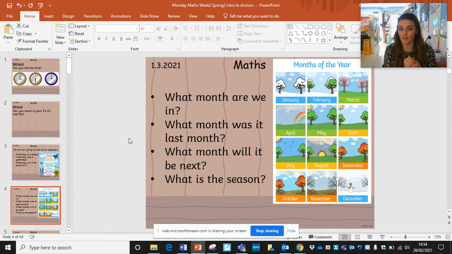And then move on to your months of the year. So your days of the week, months of the year, and focus on remembering that new question, what is the season that we are now in or moving into?